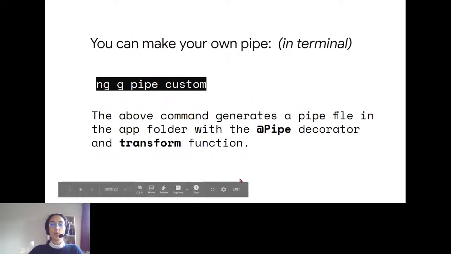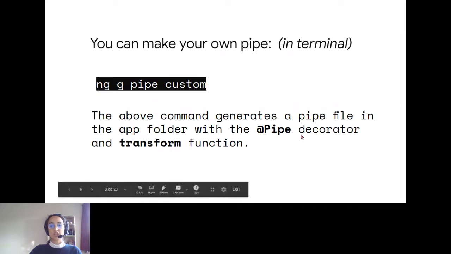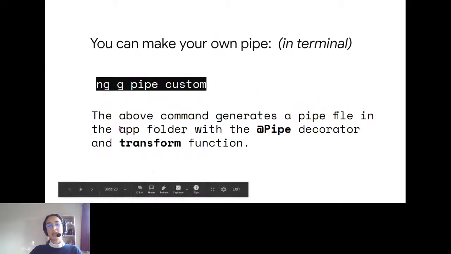So we are going to actually do an exercise, and we're going to create our own pipe. And we can simply do that using the Angular CLI by doing ng g, which stands for generate pipe, and you just write the name of your pipe. So what happens is this will generate a file, and it will add the pipe decorator that includes the pipe name, and it will also add the transform function.